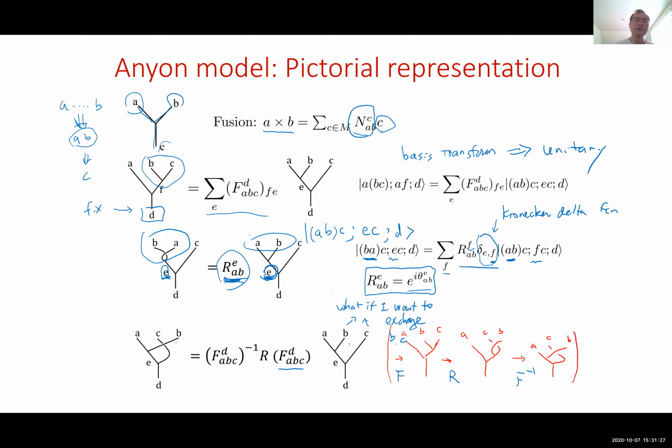But the effect of this is that exchanging two particles that are not directly fused according to this sequence, you can relate that to the original exchange in the right basis, in this basis, and it's just some unitary matrix.